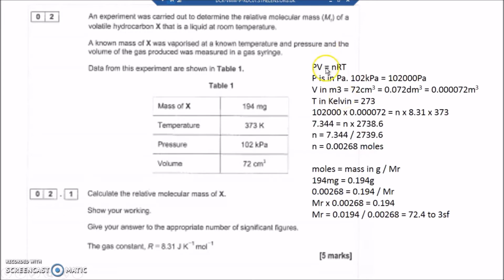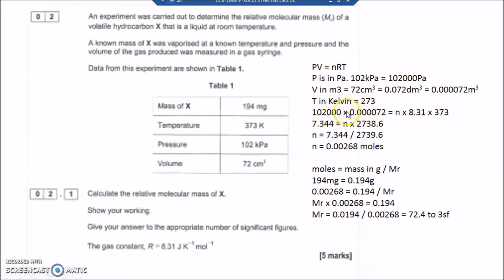Let's have a look at our equation then. PV equals nRT. P is in pascals, 102 kilopascals, 102,000 pascals, so we've converted that. Volume is in meters cubed, so as we said, 72 centimetre cubed, divide by 1,000 to get into decimetre cubed, divide by 1,000 again to get it into meters cubed. Temperature is already in Kelvin, so let's put these numbers in then. Pressure 102,000, V 0.00072 meters cubed. N is the number of moles, which I think we've got to find out. 8.31 is the gas constant, R, and temperature is temperature in Kelvin 373.